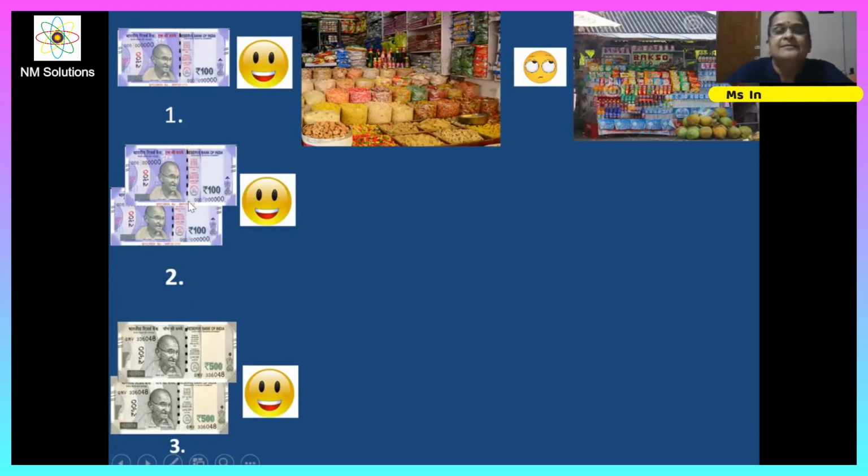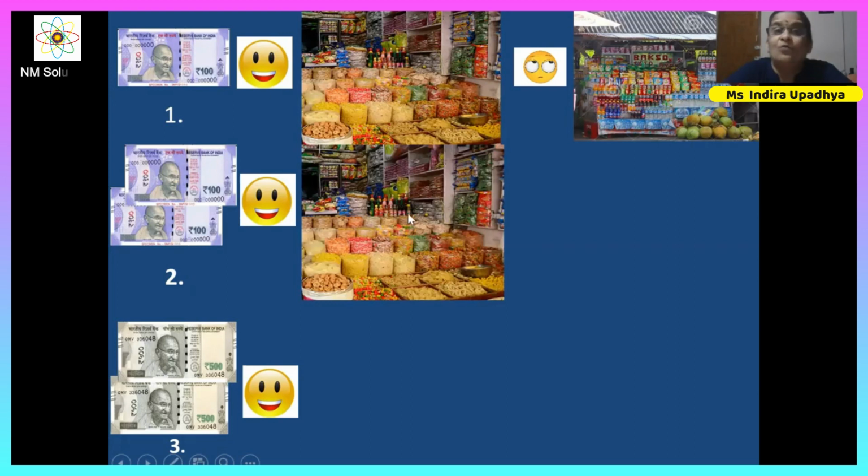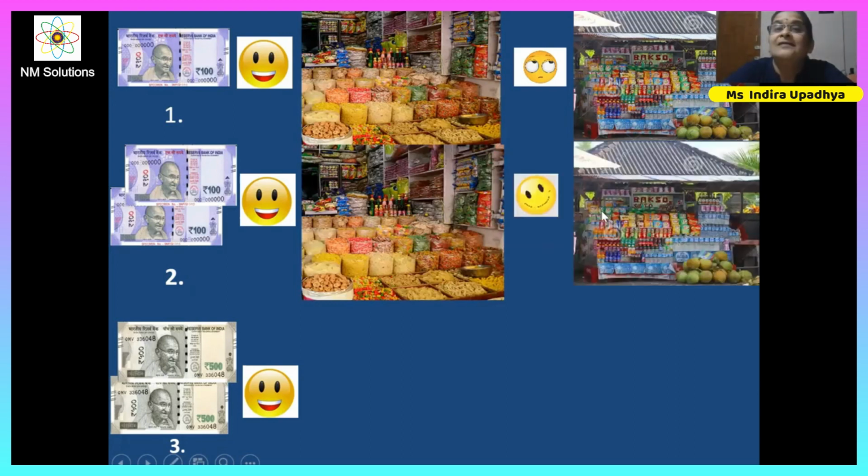In the second stage, I have a 200 rupees note where I go to the grocery shop, I buy something worth 100 rupees and I'm left with 100 rupees to buy something from this shop.